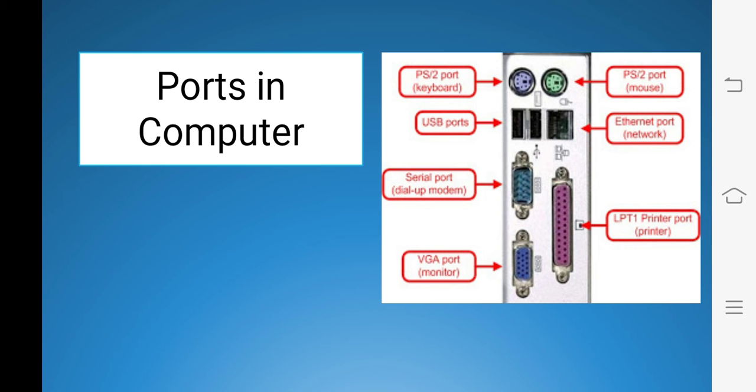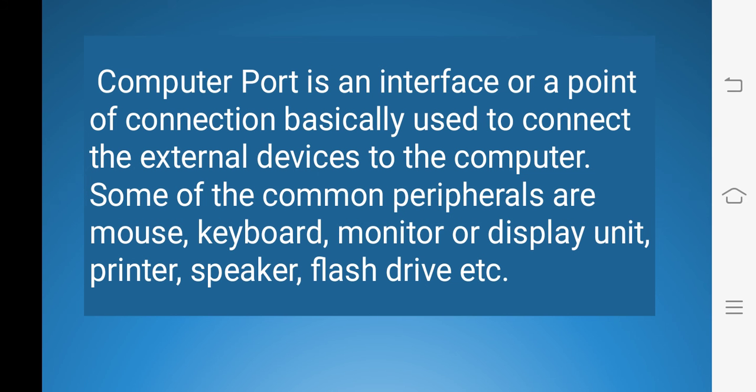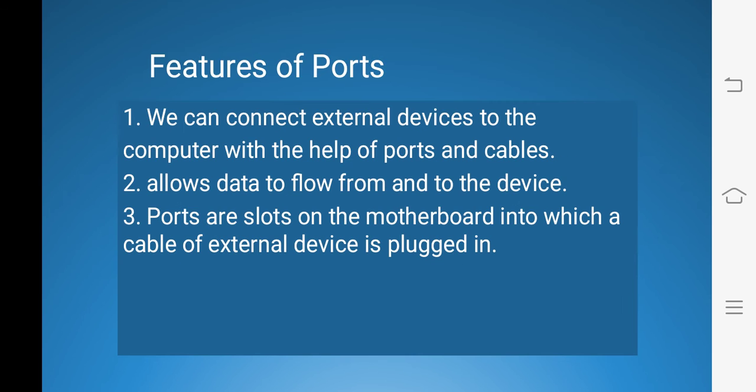LPT1 printer port is used to connect the printer, and VGA port, visual graphic adapter port, is used to connect the monitor. Now we will understand what a computer port is. Children, a computer port is an interface, or a point, through which we connect external devices to the computer system, or we can say we connect external devices to the internal components of a computer system, like we can connect mouse, keyboard, monitor, etc.